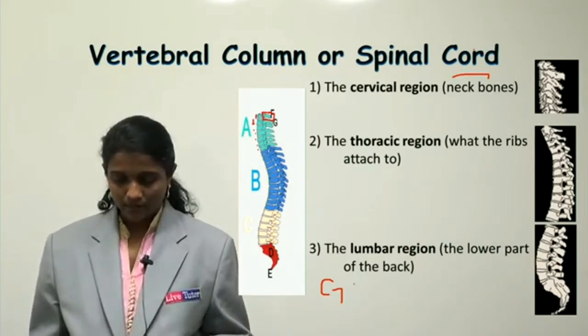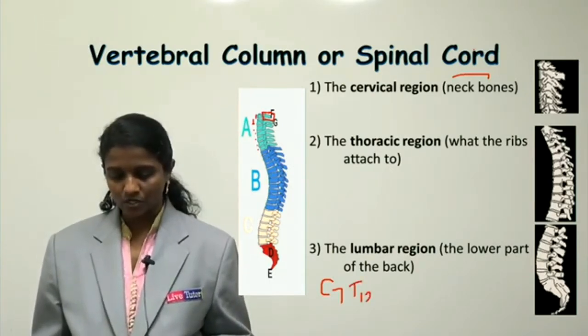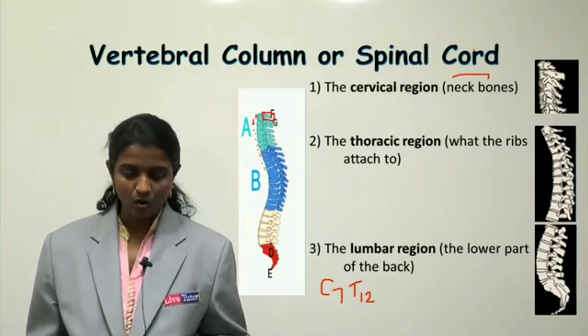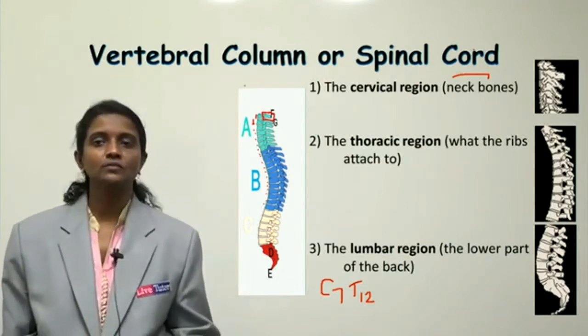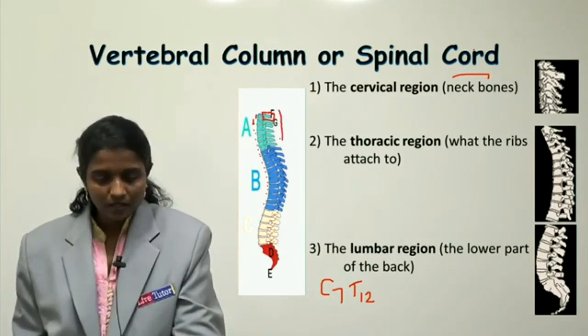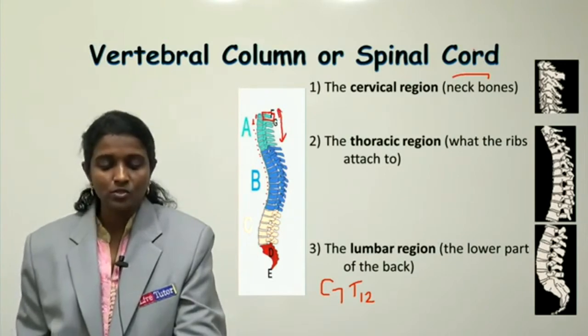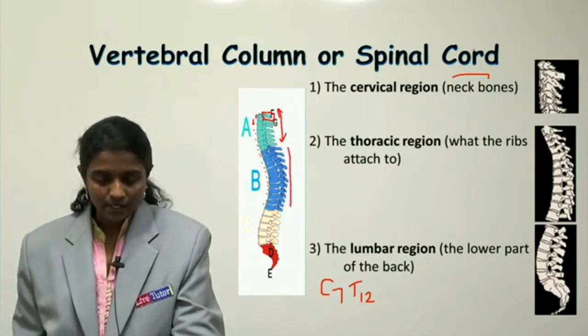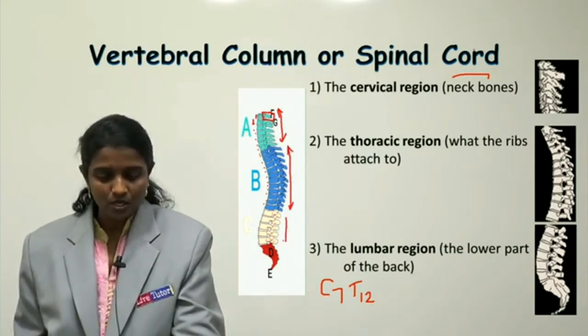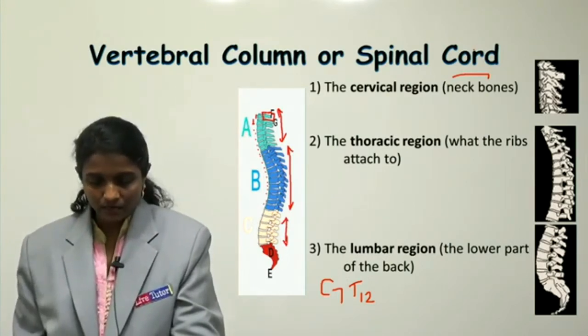Then thorax bones are 12 in number, right? Shall we count thorax bones? 1, 2, 3, 4, 5, 6, 7, 8, 9, 10, 11, 12. So, thoracic bones are 12 in number. What you saw as A are all cervical bones. What you see in blue are thoracic bones, and what you see in yellow are lumbar bones. Here are lumbar bones, and L5. Shall we count and see? As we said, L5.